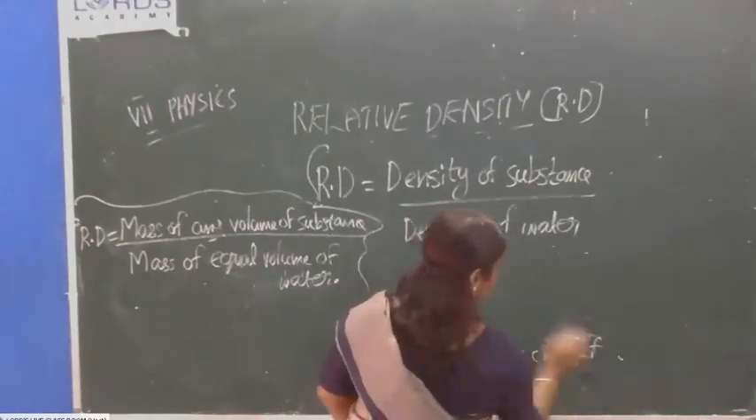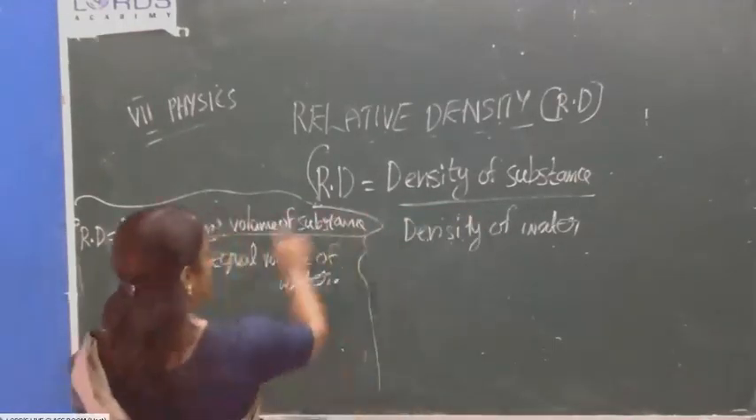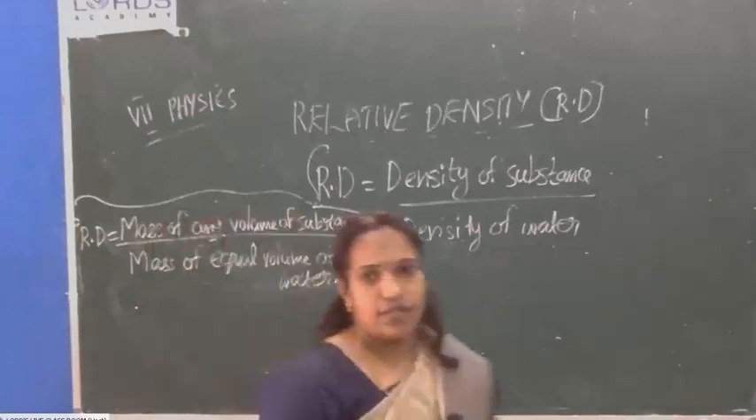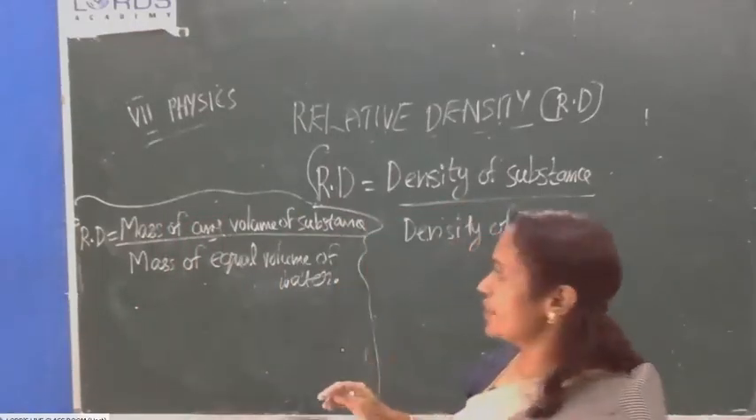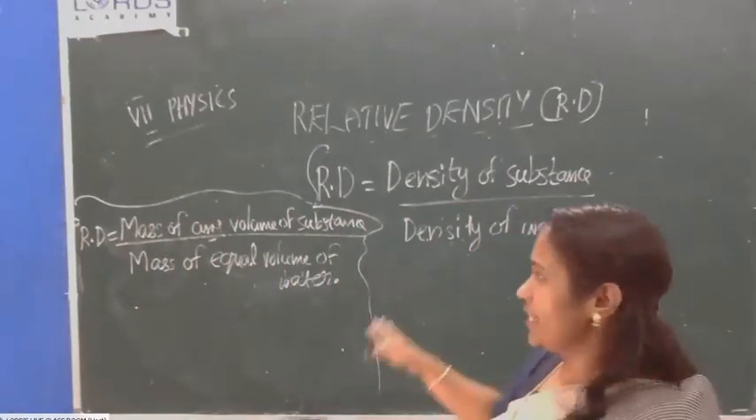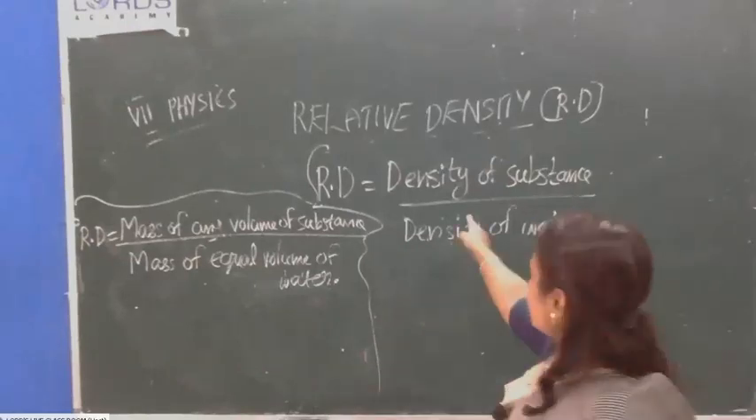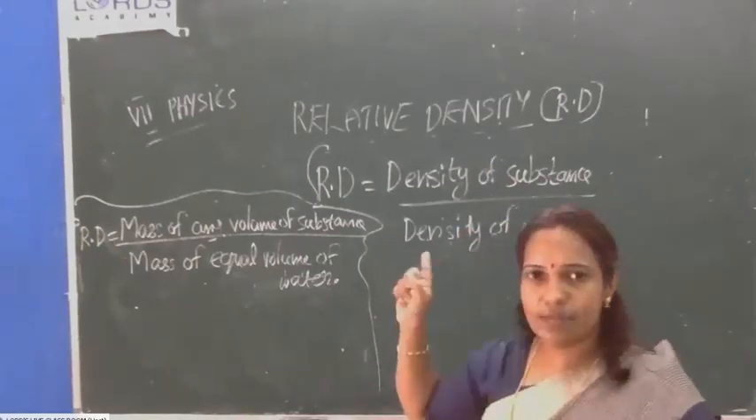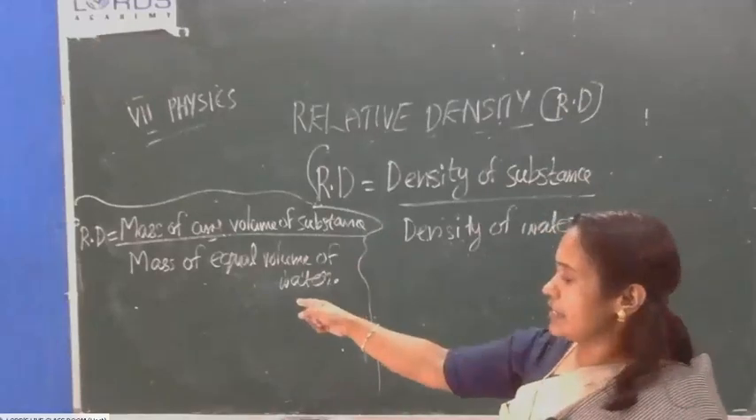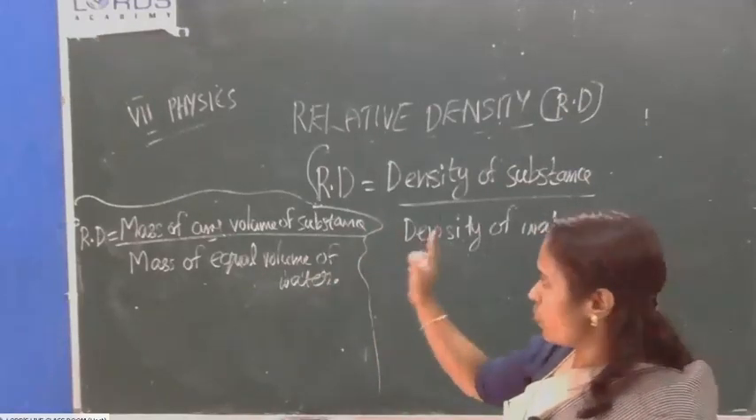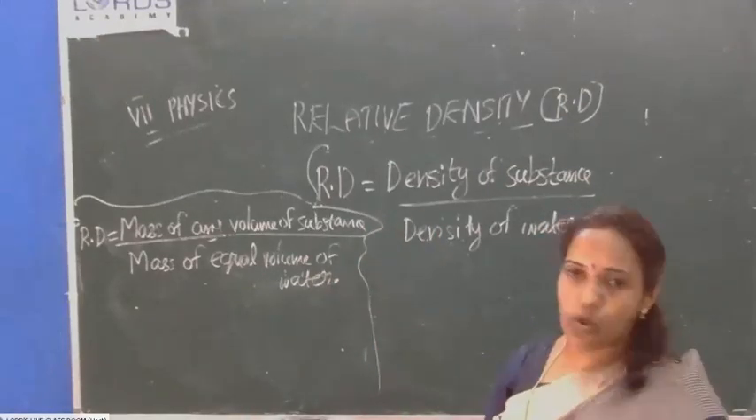Take your physics notebook and write these two equations. Direct questions will also be there, and more than that, numericals will be there. Relative density is equal to density of substance by density of water. Another one: mass of any volume of substance by mass of an equal volume of water.